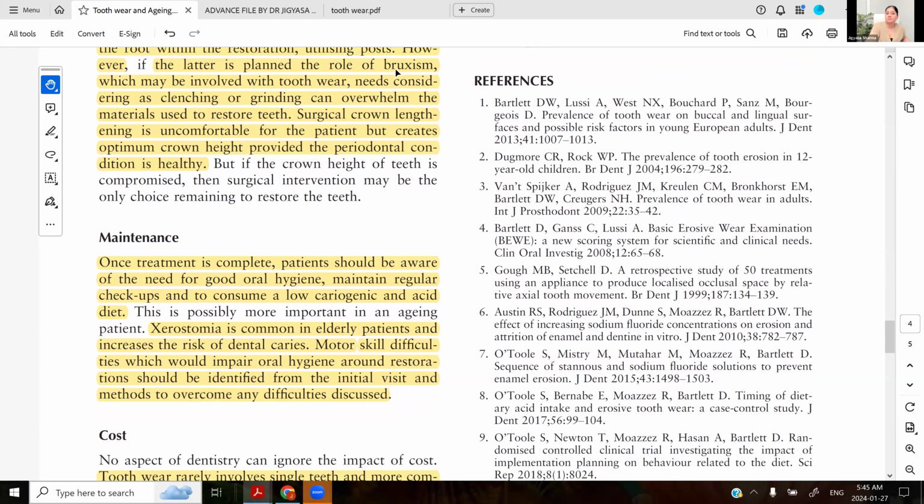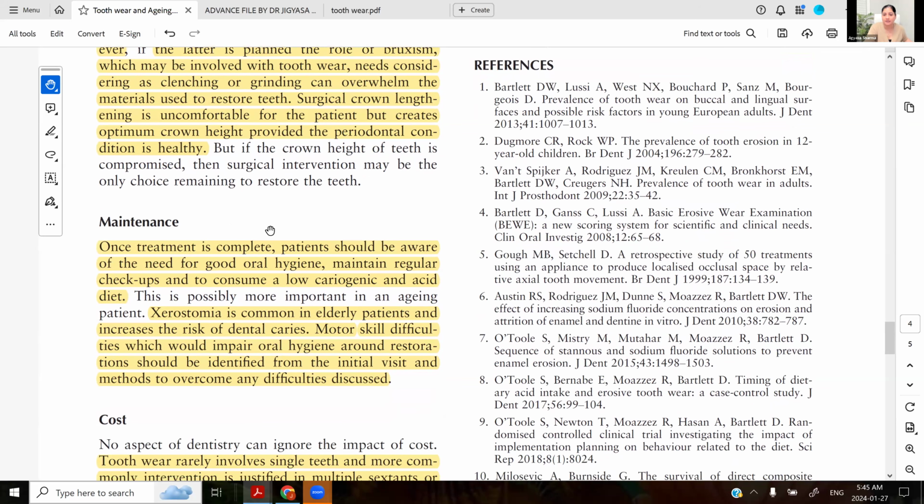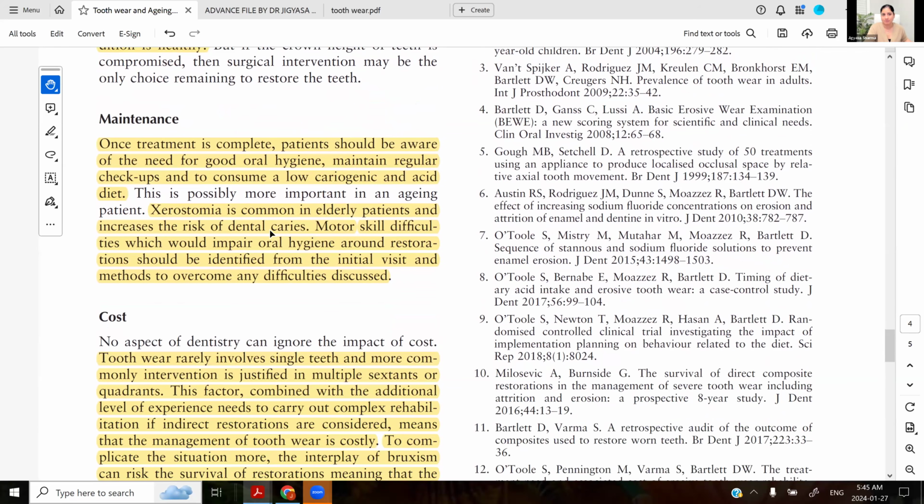So when the latter is planned, the role of bruxism should be assessed because that can compromise the crowns. Surgical crown lengthening is uncomfortable for the patients, but creates optimum crown height, provided that the periodontal condition of the tooth is healthy. So even case selection for crown lengthening should be done meticulously.